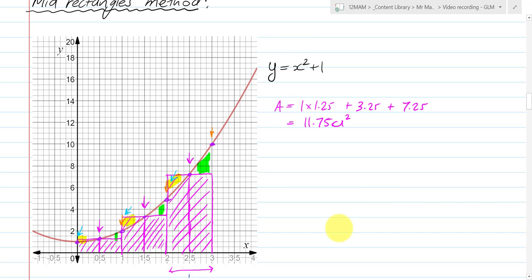You know what? If we have a look at this diagram, we can see that actually should be quite good. That should be a pretty close approximation. Maybe under, maybe over. We don't have to worry too much about that, but we're pretty happy with it. So there's the mid-rectangles method.